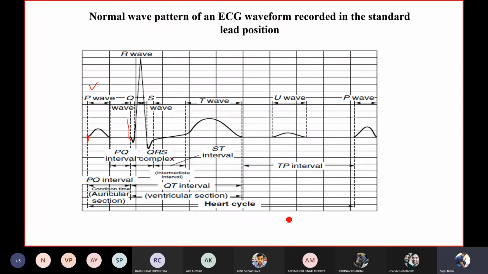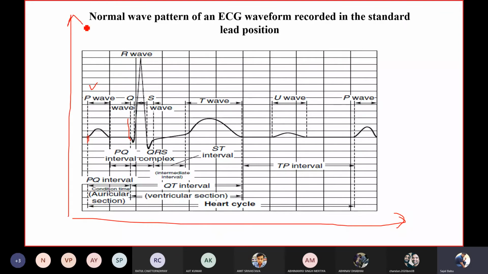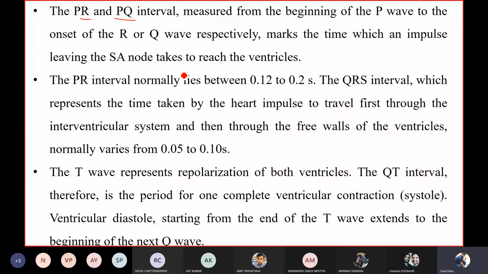This is a curve between the time period and the amplitude: the x-axis is the time period, and the y-axis is the amplitude, but I have not represented that. The time taken from this P wave up to Q or R, this particular time interval, is the time taken by the impulse generated at the SA node to reach the AV node. So this time period is the time taken by the impulse to reach the ventricles.